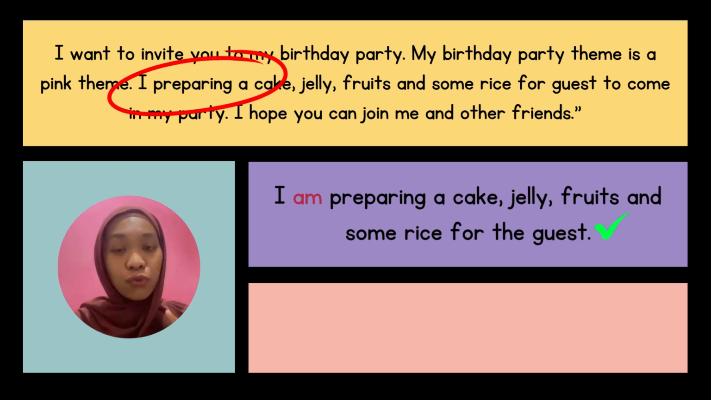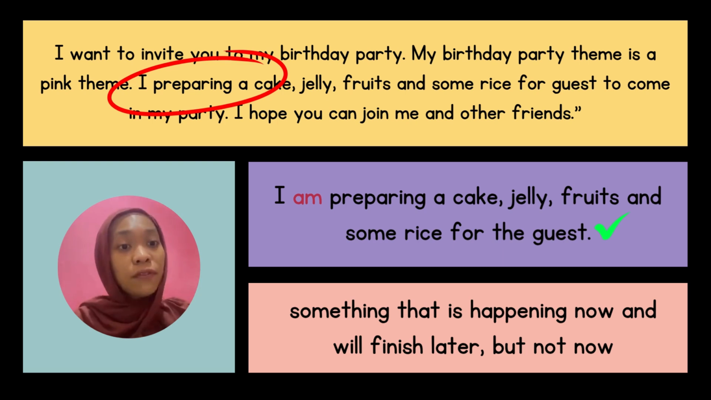So you really need to remember how to form present continuous so that you can use present continuous tense correctly. This sentence is actually an action that is happening right now and will finish later, because you are telling your friends, I am preparing a cake, jelly, fruits. Maybe you have started to prepare a cake, jelly, fruits, but it might finish later, maybe after the party, or during the party. So that is why we use present continuous for these sentences.